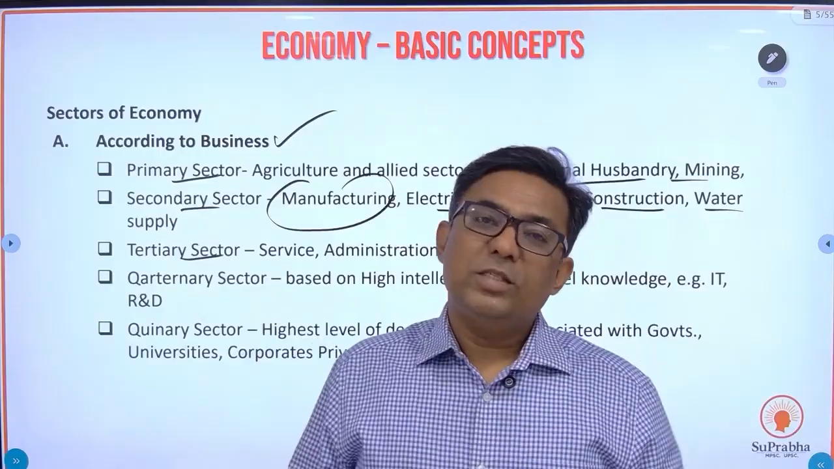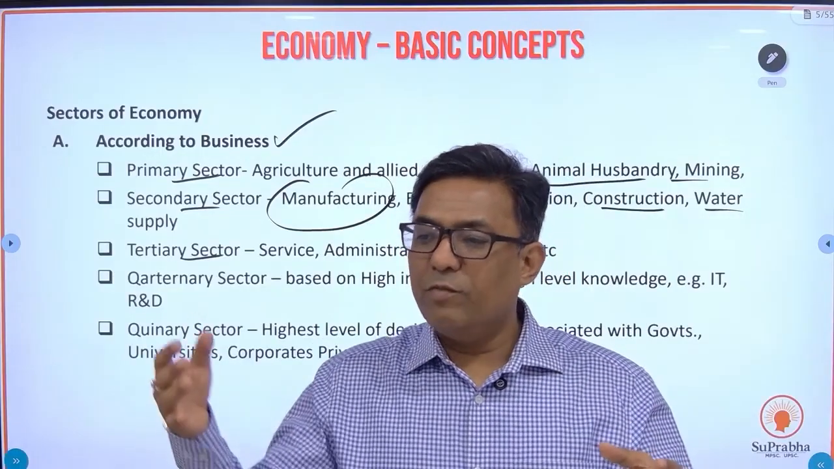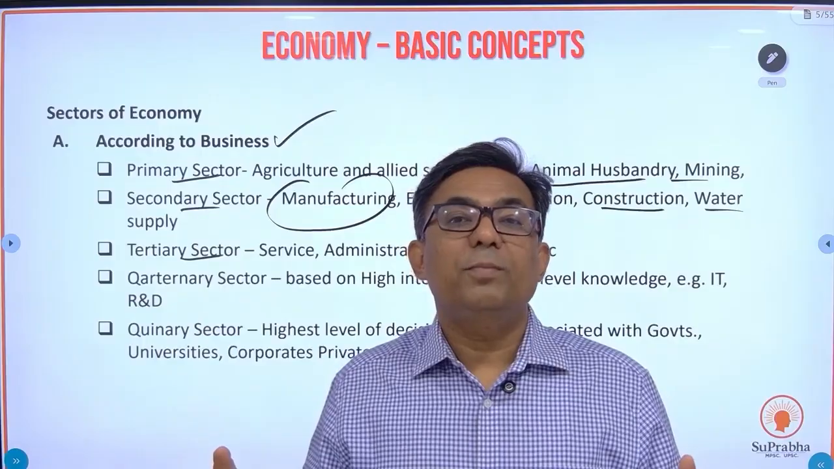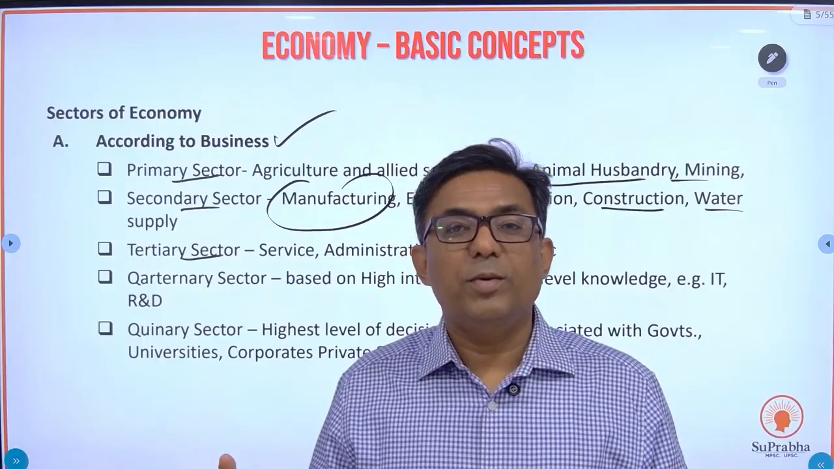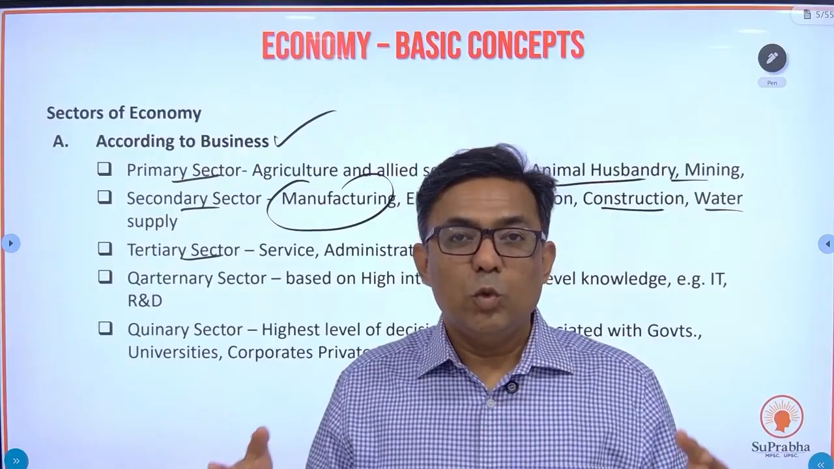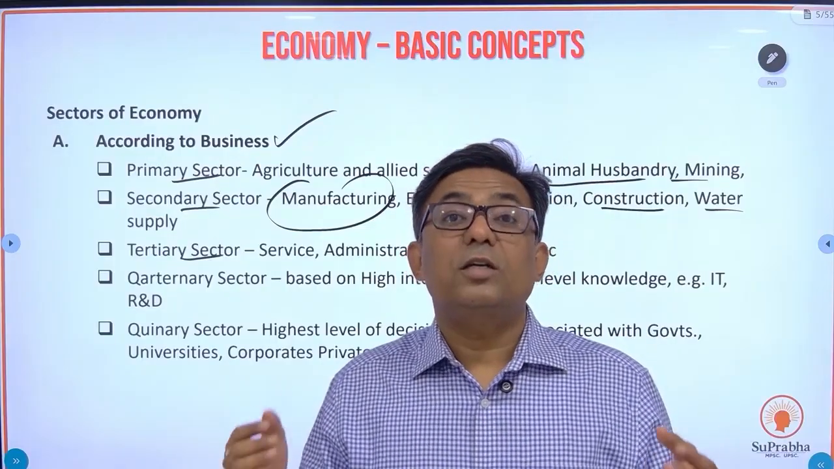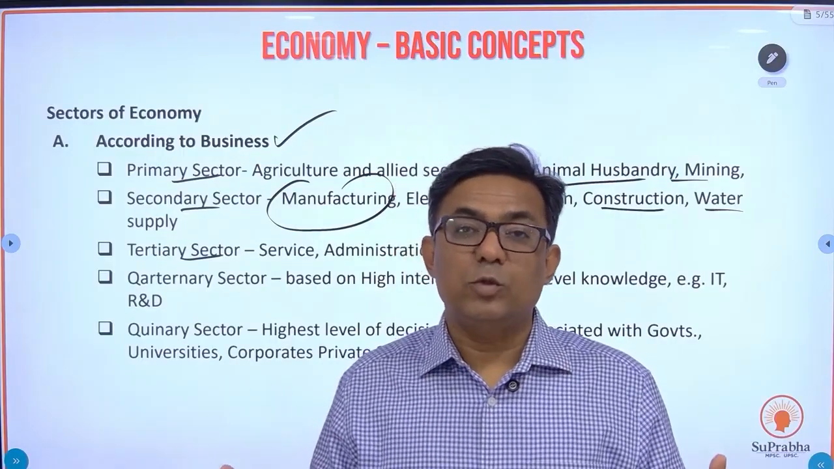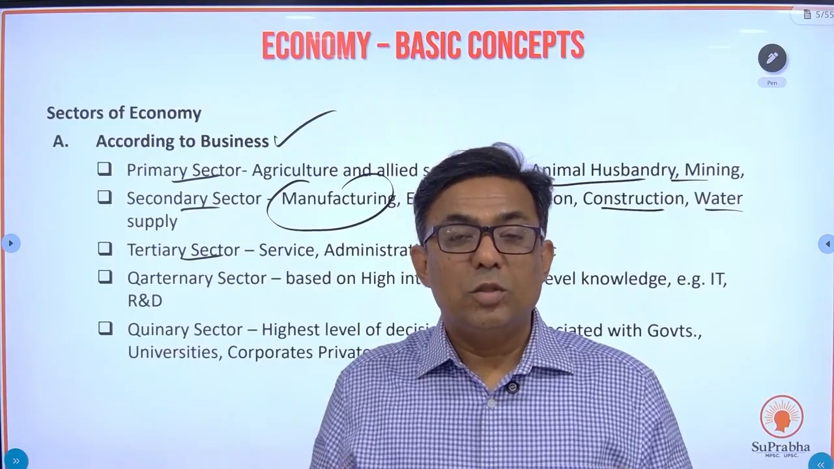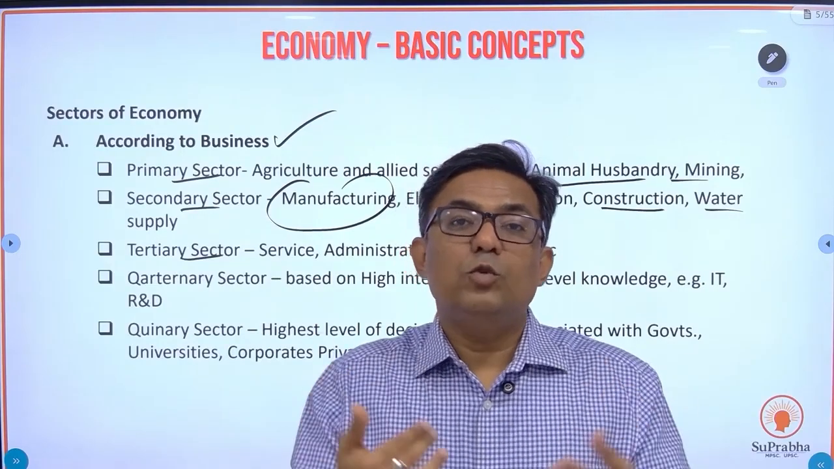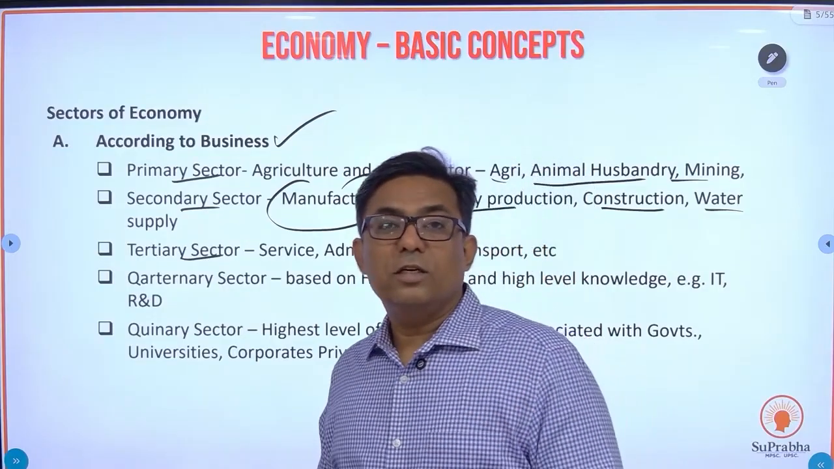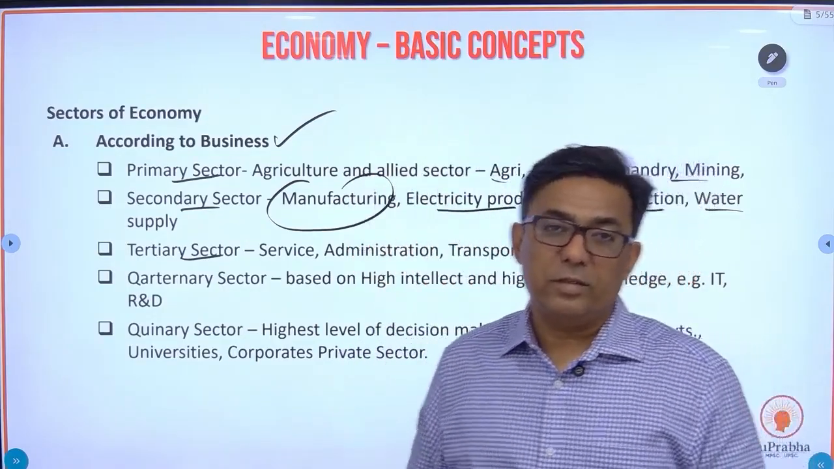The primary sector as well as the secondary sector, whether it's agriculture or a textile industry, both of them are going to need banking services. Both of them are going to need telecommunication services. Transport services, both of them will require transport to carry the goods from one place to another. So this sector, which is going to provide service to the primary and secondary sector, is the tertiary sector. It is also known as the service sector.